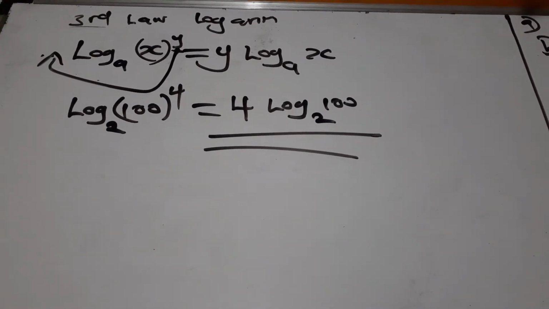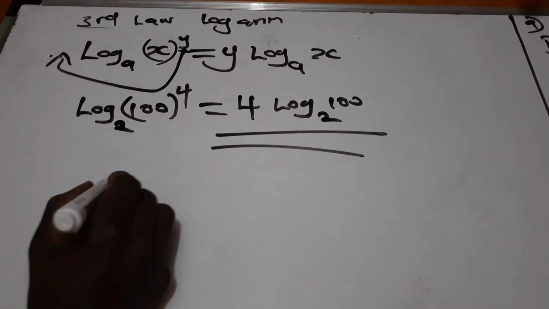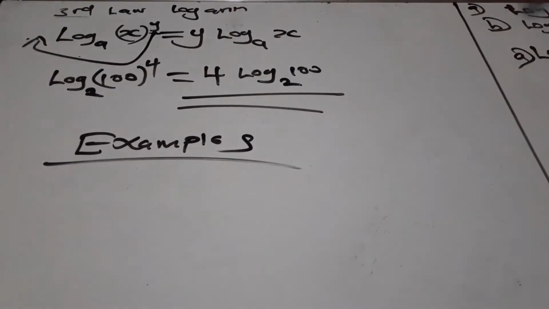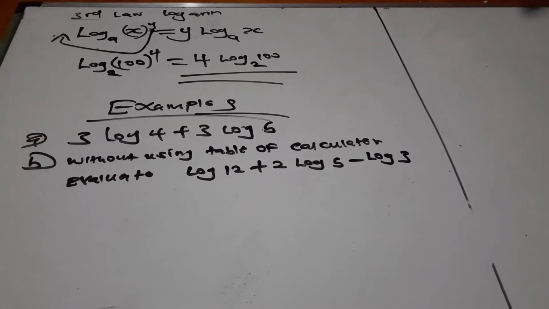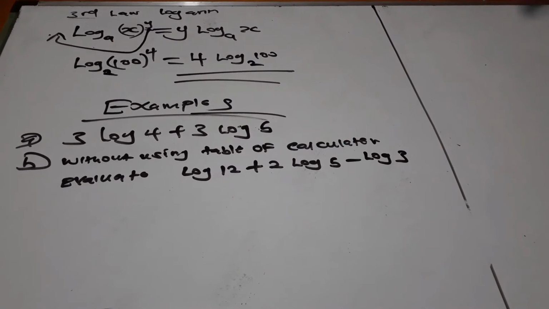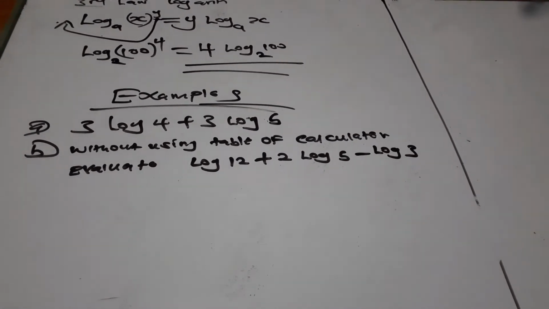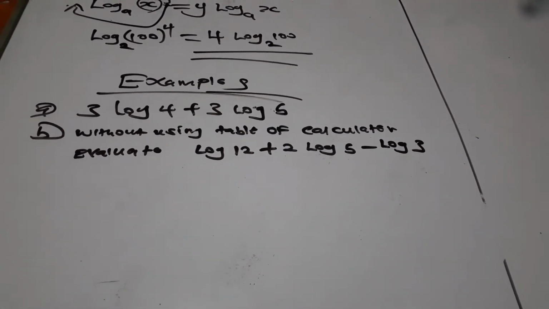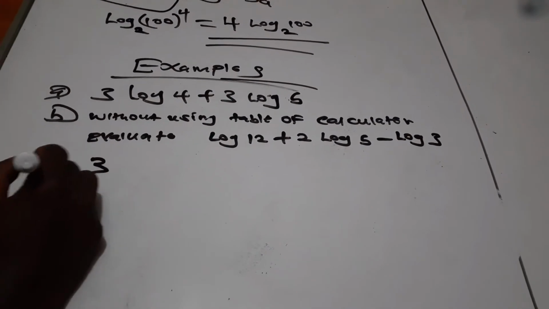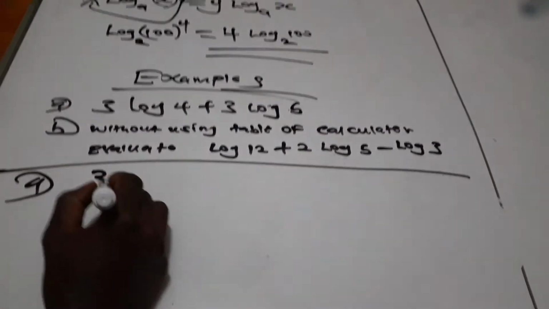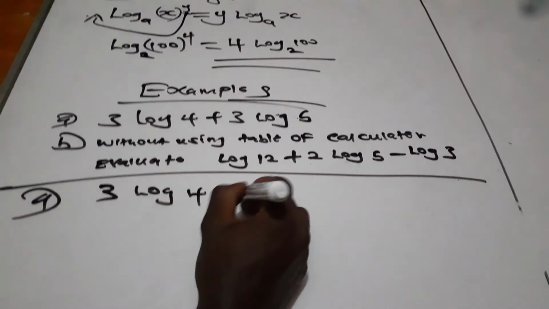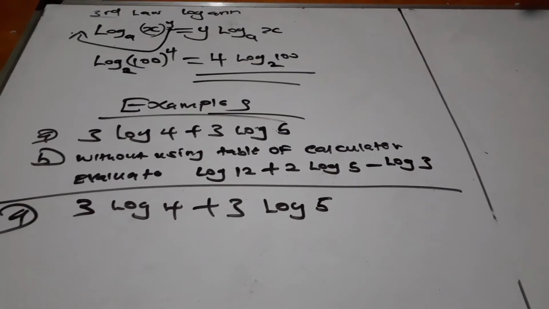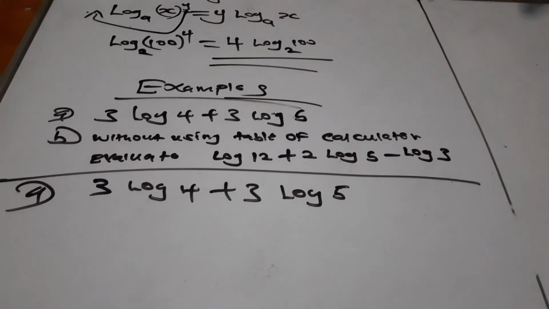So to go about it, we're going to do two examples. The first example, we're going to start with this example. Example 1: 2 log 4 plus 3 log 5. You're told to calculate this. So you can pause the video and check if you can do this. And then from there, I'm going to show you how it's supposed to be done.